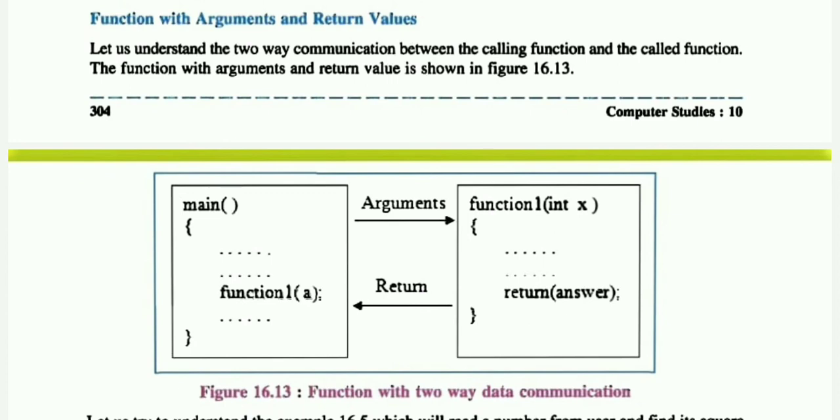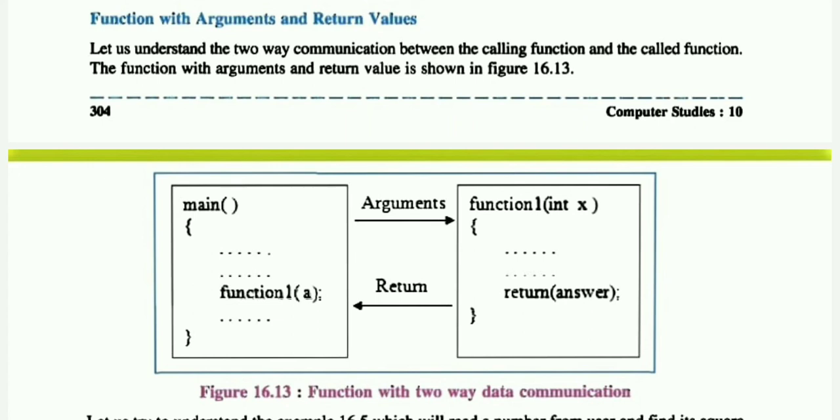Students, now we are going to discuss the third type of function, that is function with arguments and with return value. Means function with two-way data communication. So in this type of function, first we will send the input from our main function to our called function. And then from the called function we will return the answer back to our main function. So like this we will use both the concepts here, arguments as well as the return statement in this example.